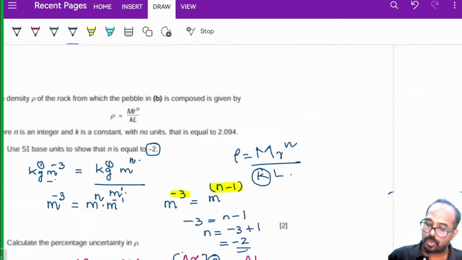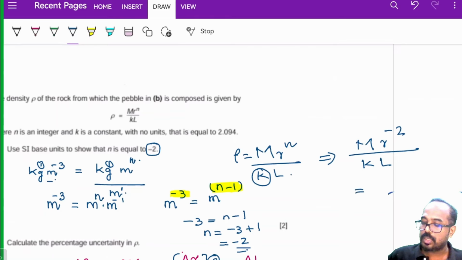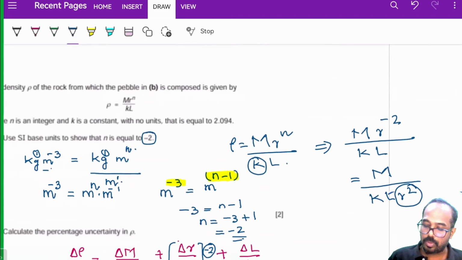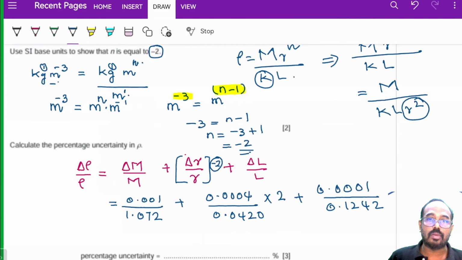For example, I will show you in here. M R to the power -2 upon what? K into L, right? Minus 2 means what? In this equation, this minus 2, you can send it into the denominator. K L R to the power 2, right? You need to multiply here with the 2. Delta M by M, delta L by L, delta R by R. R has a power 2. You need to multiply. Don't use this minus sign and reduce it from the calculation.